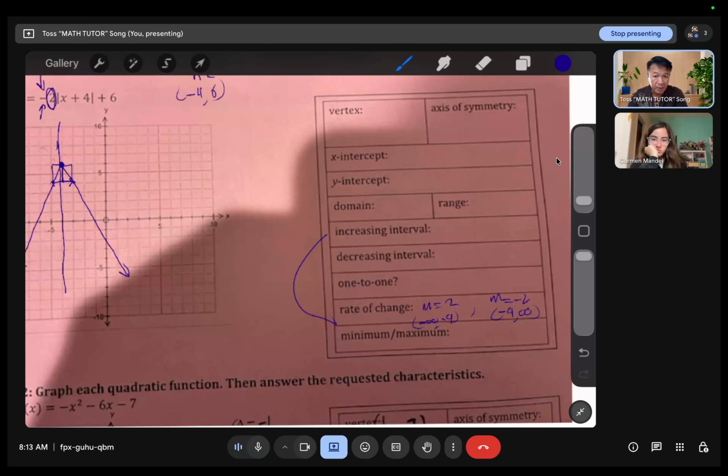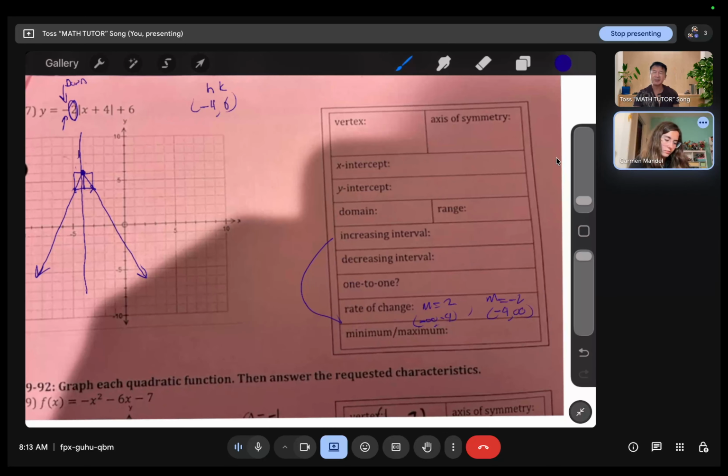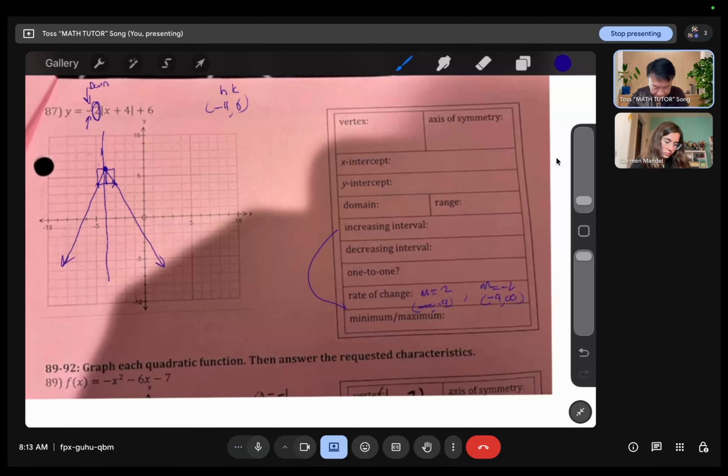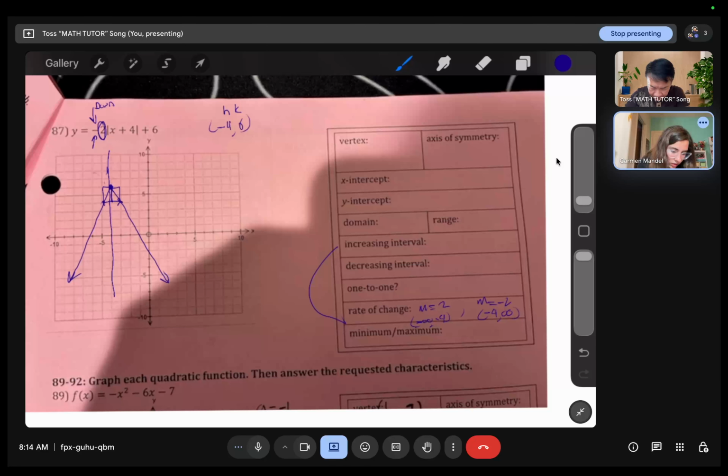But I don't remember how this was answered based off my students' writing. I can check the answer key really quick. Let's have a look, for the rate of change. What did they say? They just said plus or minus 2.